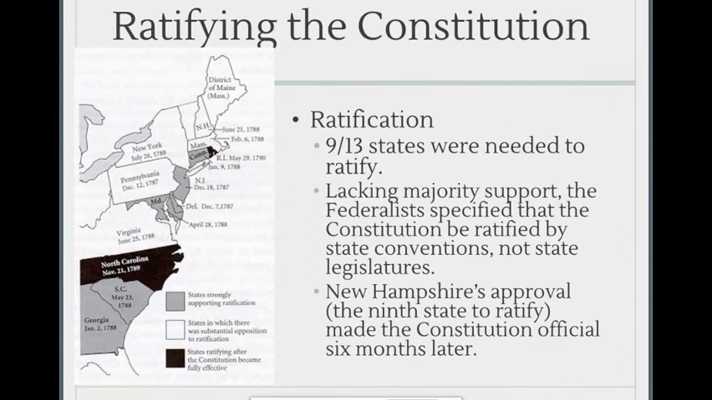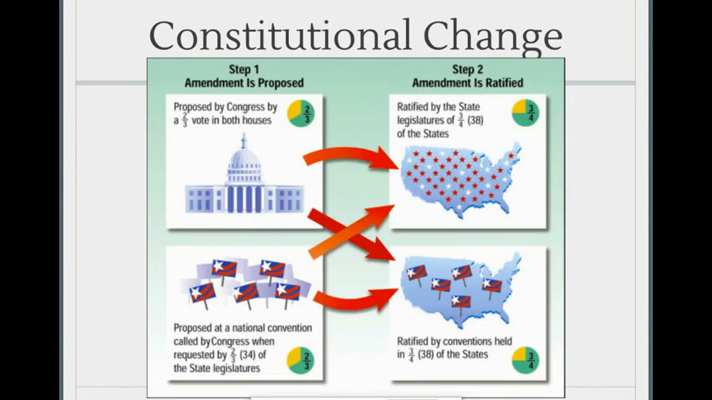So we're going to get to ratifying the Constitution. We need 9 out of the 13 states to ratify. Okay, we're lacking a majority support, so the Federalists specified the Constitution be ratified by state conventions and not state legislatures. So take it out of the hands of those people. All right, New Hampshire's approval is the 9th state to ratify, which made the Constitution official. Of course, all of the states did eventually ratify the Constitution, which does give it more backing and support as our country moves forward.